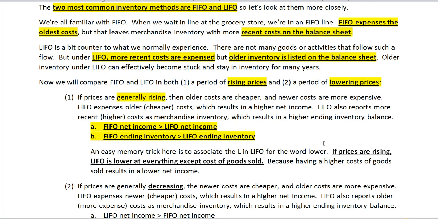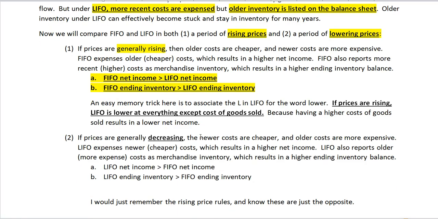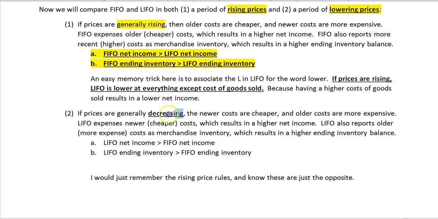Alright, a quick little memory trick for this one is to associate the L in the word LIFO with the word lower. So if prices are rising, and only if prices are rising, LIFO produces a lower net income and a lower ending inventory balance. Here the rules just flip around.